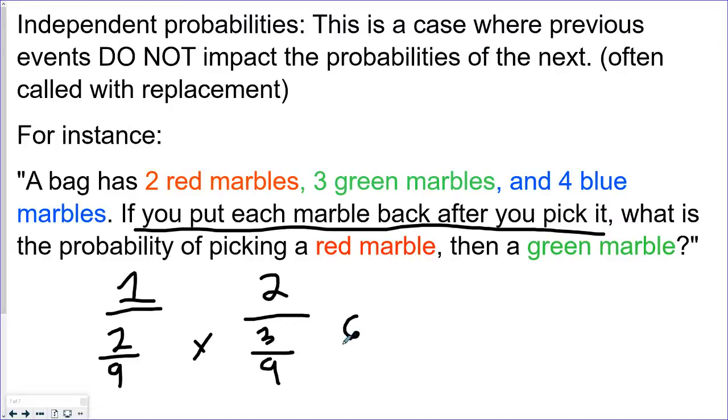Again, I'm going to multiply them together. I get 6/81, which I'm then going to divide by 3, which would give me 2/27. My probability of getting a red and then a green in this case. So this is independent because whatever I pick first doesn't have any impact on what I'm going to pick second because I reset the case each time.